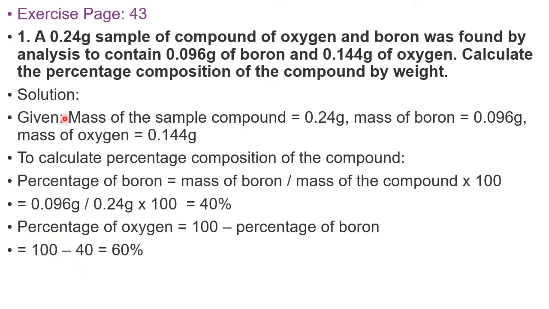Next example, a 0.24 gram sample of compound of oxygen and boron was found by analysis to contain 0.096 gram of boron and 0.144 gram of oxygen. Calculate the percentage composition of the compound by weight. Okay, it is the compound of oxygen and the boron. Now, what is the mass of the sample? 0.24, correct? And in that, what is the mass of boron? 0.096 gram. And of oxygen, 0.144 gram.